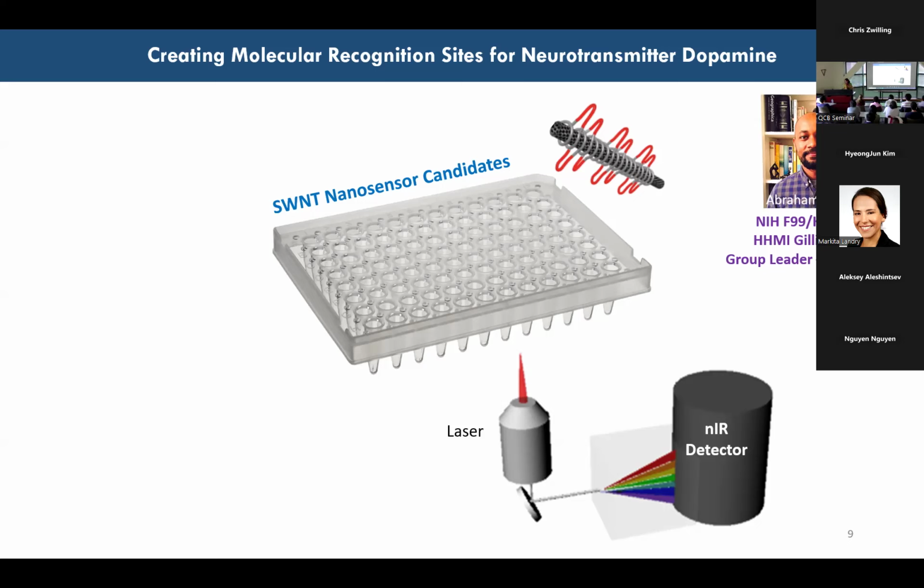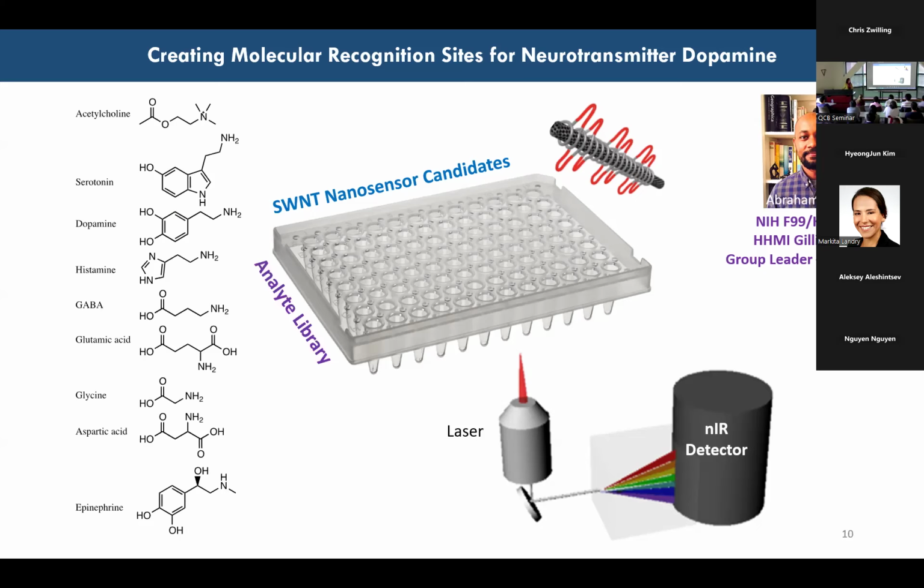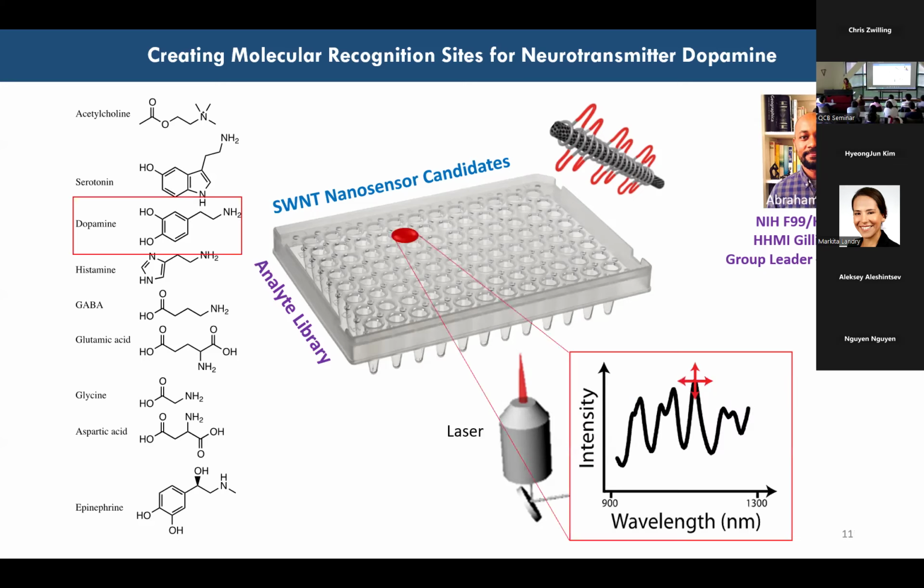And so he developed a library of nanosensor candidates, basically just guessing what polymers might attach to our target molecule, which was dopamine, and then also included separately in the analyte library all of these other neuromolecules that are found abundantly in the basal ganglia of the brain, right? So that when we get a modulation in the nanotube signal, we could iterate towards selectivity and sensitivity needed to then use this probe to image endogenous dopaminergic signaling.